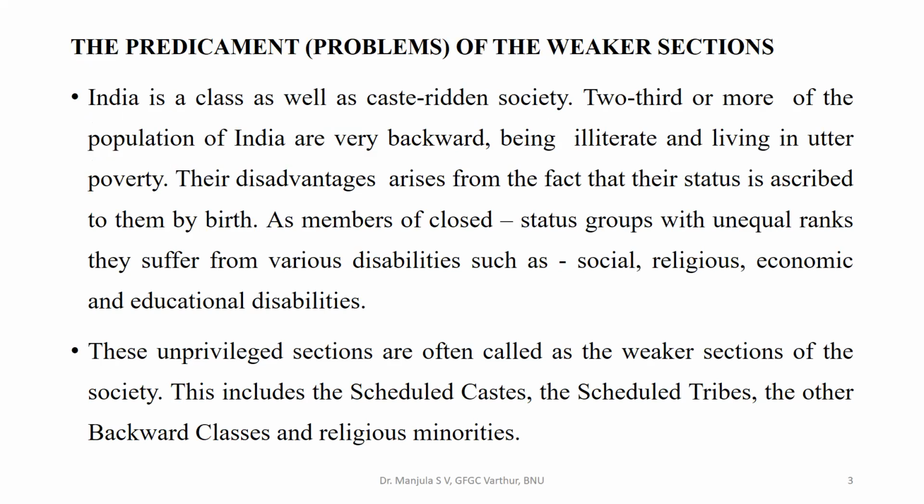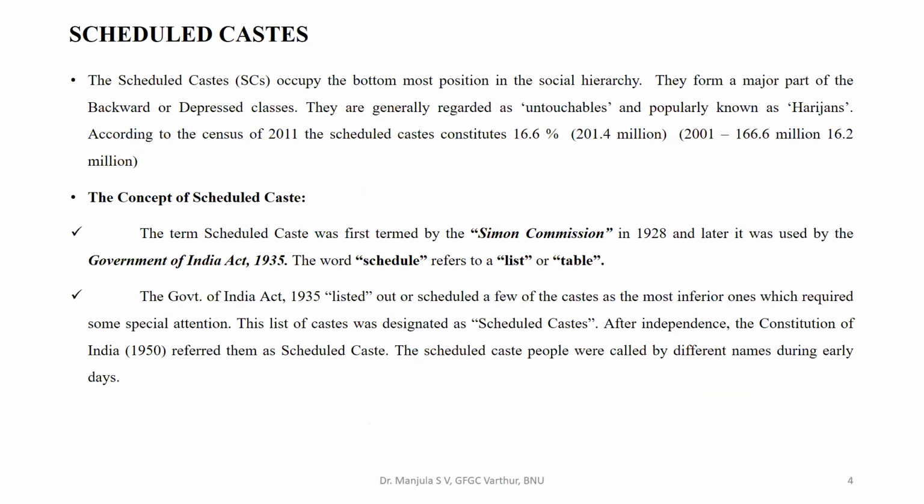As members of closed status groups with unequal ranks, they suffer from various disabilities such as social disabilities, religious disabilities, economic disabilities, and educational disabilities. These unprivileged sections are often called the weaker sections of the society. This weaker section includes scheduled castes, scheduled tribes, other backward classes, and religious minorities.